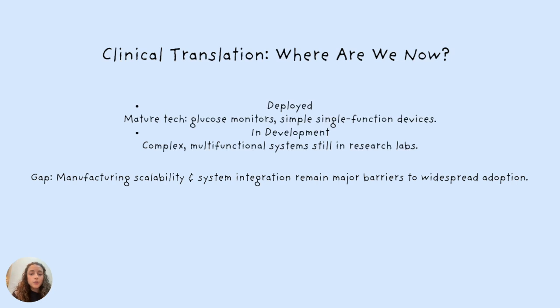So, where are we now? Mature technologies like continuous glucose monitors are deployed and refined, but most complex multifunctional MEMS are still in research labs or early clinical trials. Manufacturing scalability and system integration remain the major barrier to widespread adoption.